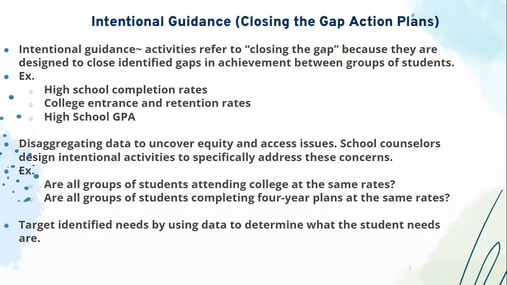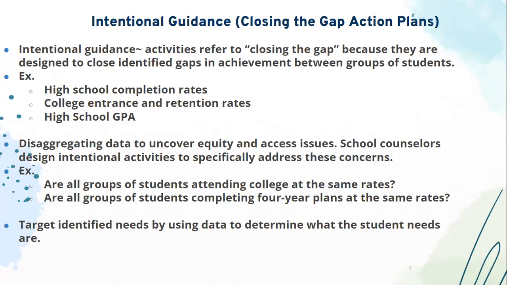So if I'm looking to close the high school graduation completion rate gap with Latinx students, then I would compare them to a group that has higher rates to again close the gap. When looking at intentional guidance and closing the gap, it is important that school counselors disaggregate the data to uncover equity and access issues. So one question school counselors can ask when they're looking to disaggregate data is, are all groups of students attending college at the same rates?